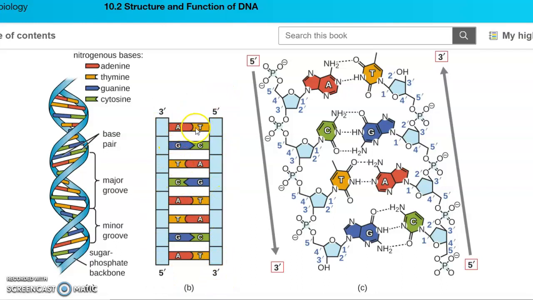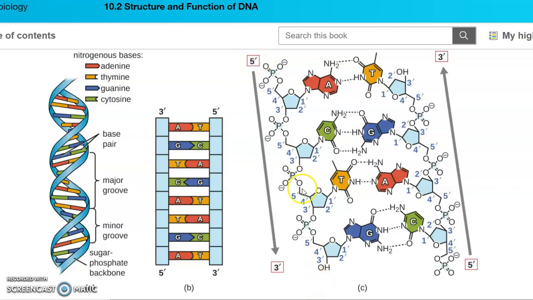And then in the middle, making up what we would refer to as the rungs of the ladder, we have the A and T that are always paired together, and the G and C that are paired together. And here's a little bit more detail showing that 5' end and 3' end. And really, it's just the orientation of the phosphates.